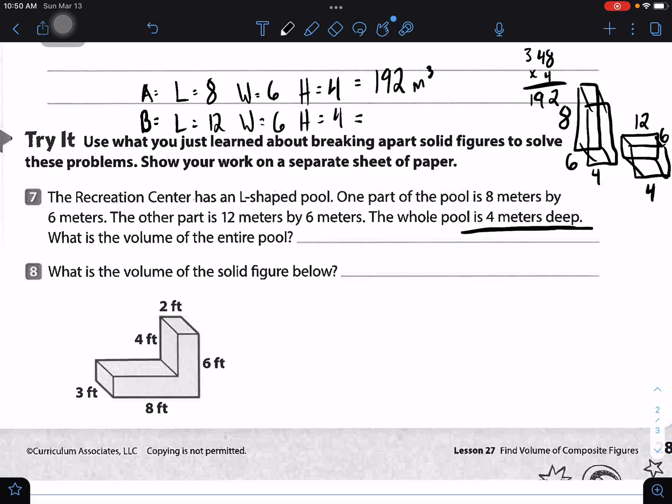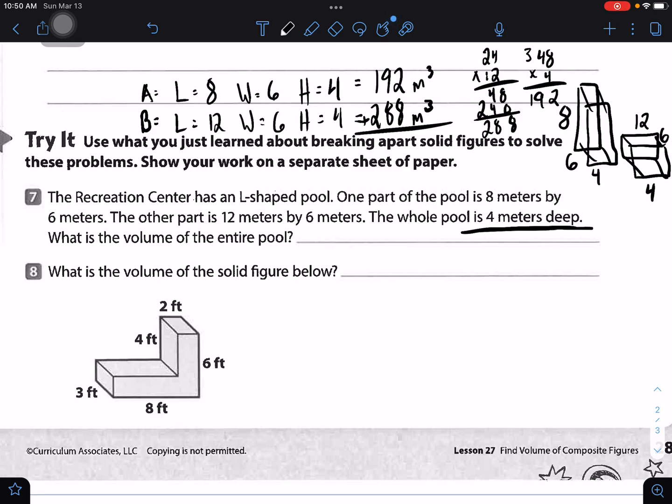Can you tell me the volume of B? Well, if I know that 6 times 4 is 24, I have to do 24 times 12. So I get 48 for the first partial product, 240 for the second. I get 288 meters cubed. Now that I know both of the volumes of these pools, I need to, yes, add them up.